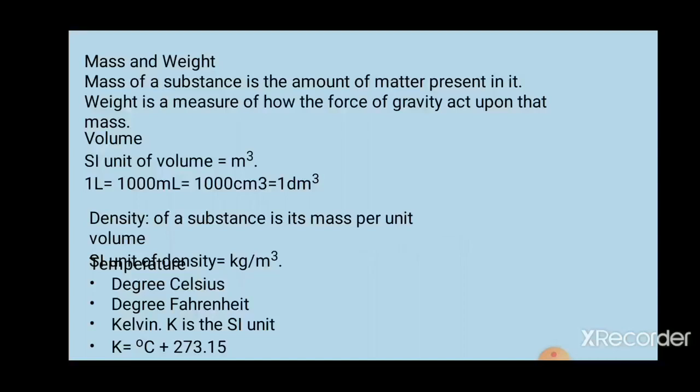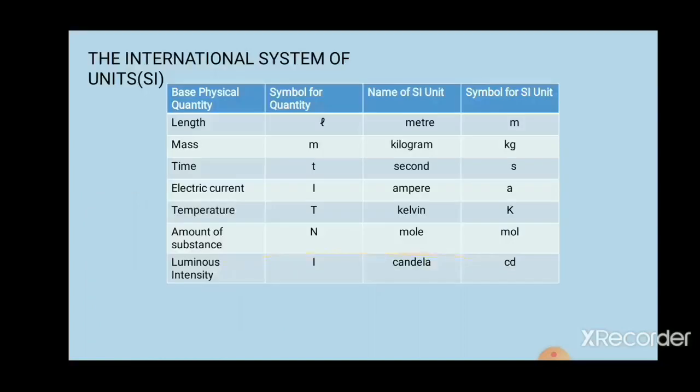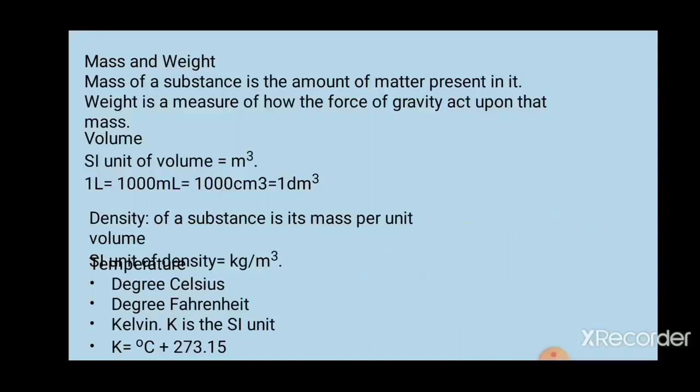Weight is a measure of how the force of gravity, or gravitational force, acts upon that mass. So mass is a constant, but weight varies. It varies based on the gravitational force. Now, what is the SI unit of mass? The SI unit of mass is the kilogram, that is kg.